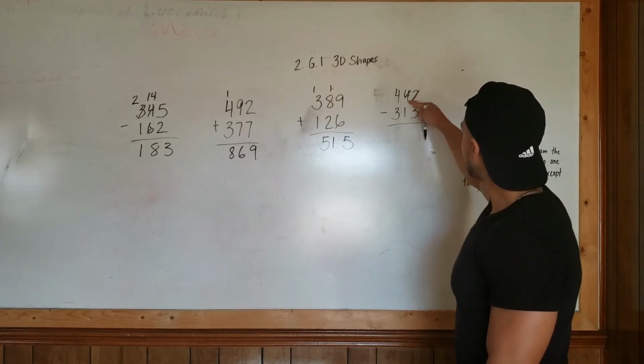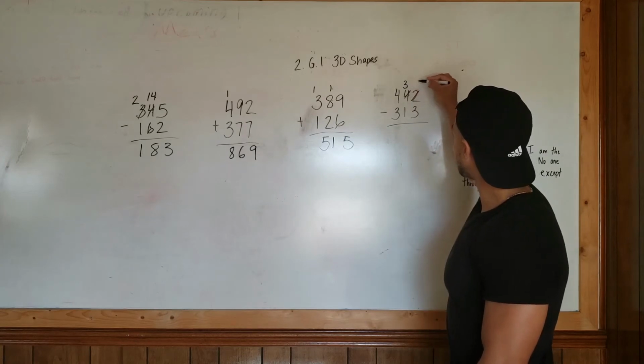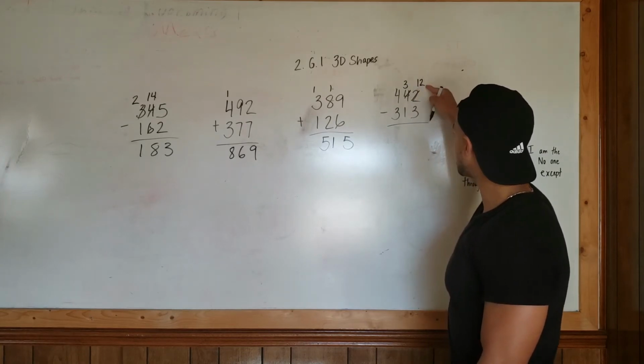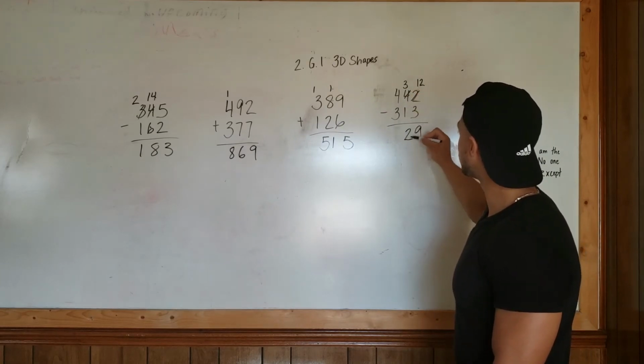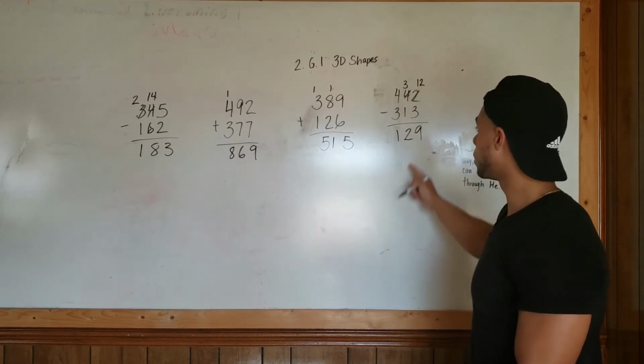Cross out, cross out. You're going to borrow from that tens place. That 4 is going to turn into a 3. You're going to move that 1 over next to your 2, and it's going to turn into a 12. 12 minus 3 equals 9, and then 3 minus 1 equals 2. 4 minus 3 equals 1. 129.